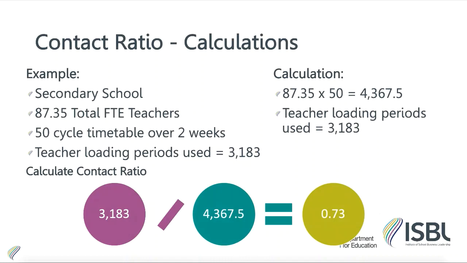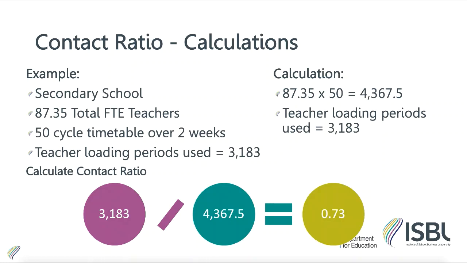Let's look at another example based around a secondary school setting. The key information that we have is the number of full-time equivalent teachers, including senior leaders. We know that the timetable cycle is a 2-week timetable cycle with 50 periods over 2 weeks, and the total loading periods, which has been calculated to be 3,183. Remember, this is each teacher's teaching commitment added together.